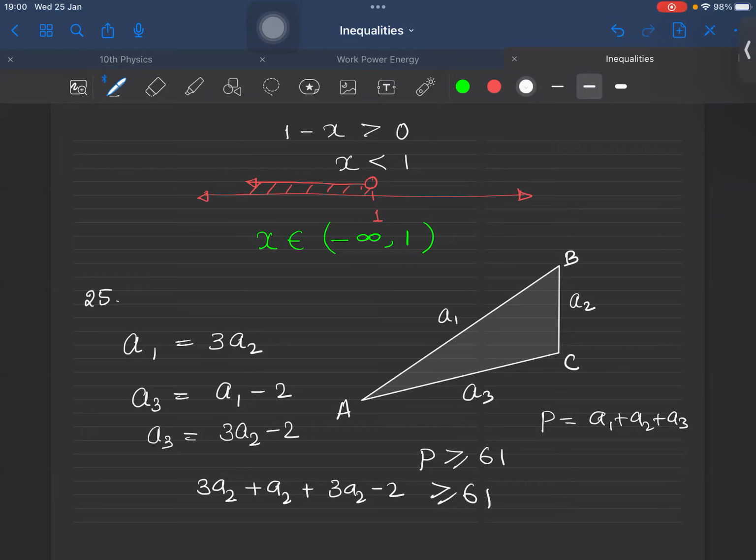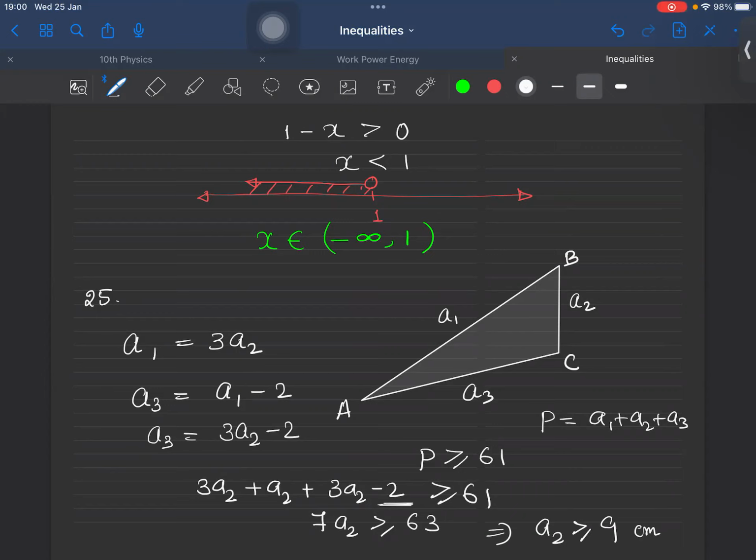So we'll add 2 to both sides and we'll add these 3. So 7A2 should be greater than or equal to... Now if we add 2 to both sides, this side will remove this part and we'll have 63. And if we divide both sides by 7, what can we write? A2 should be greater than or equal to 9 centimeters, of course, right?